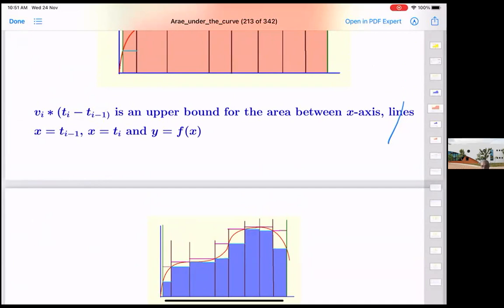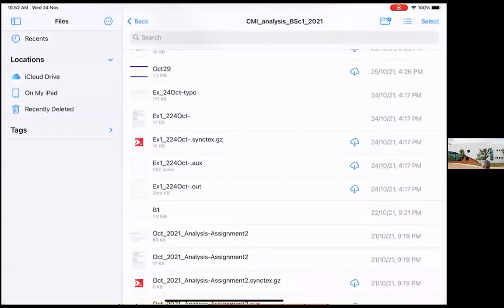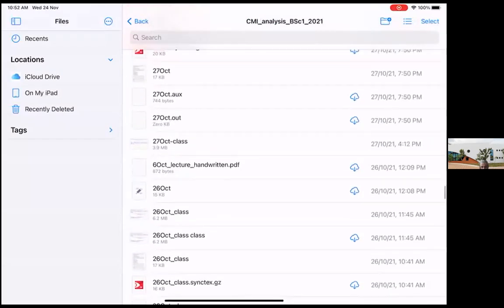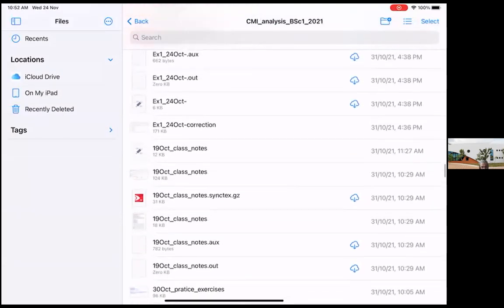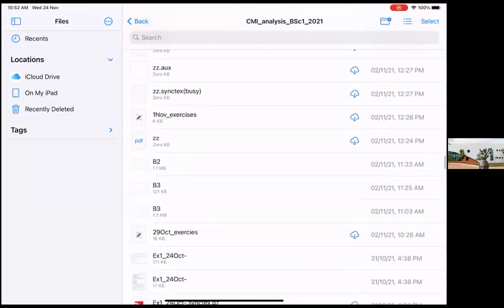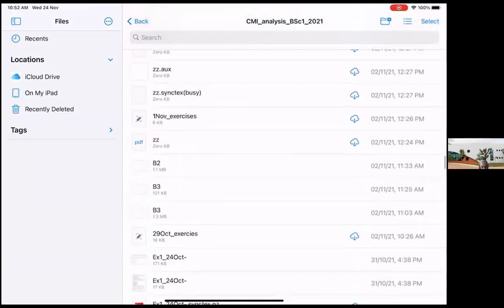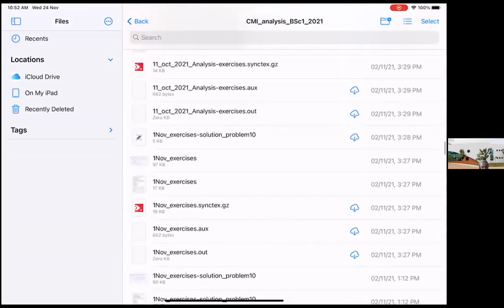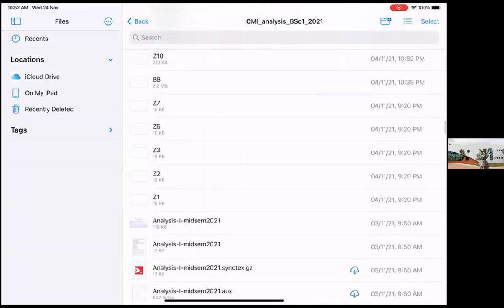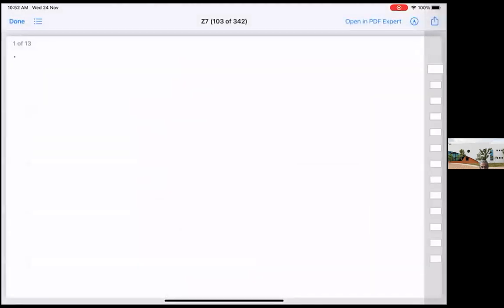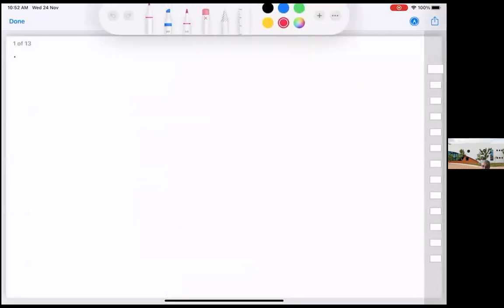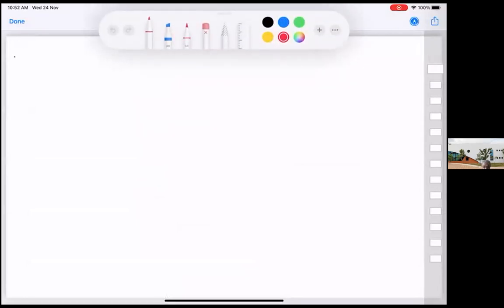So if there are no further questions on this, let me move on. Our framework is going to be the following.